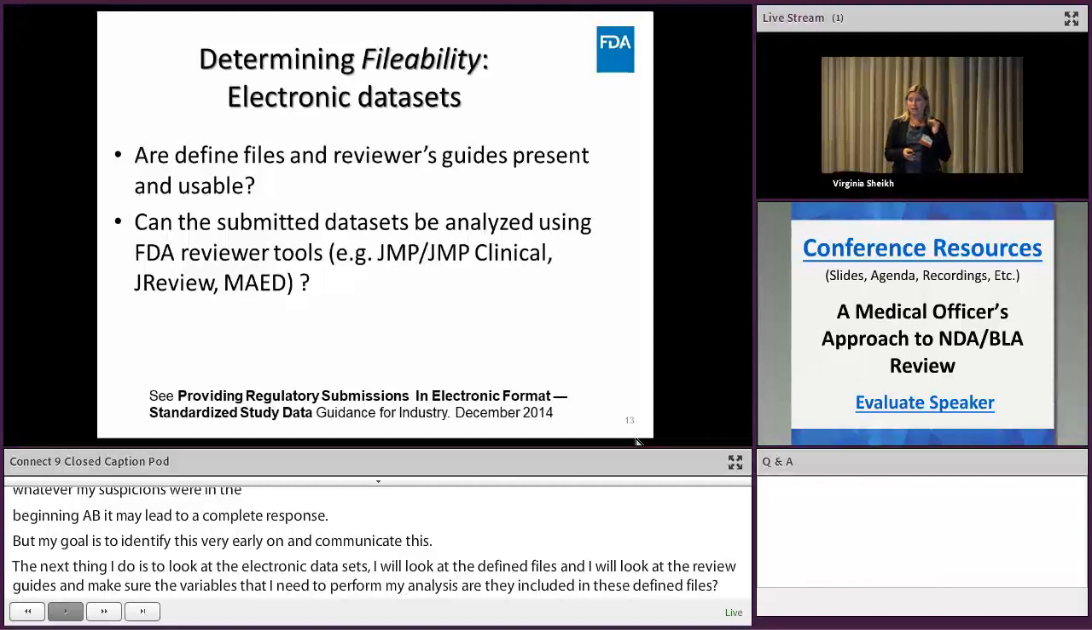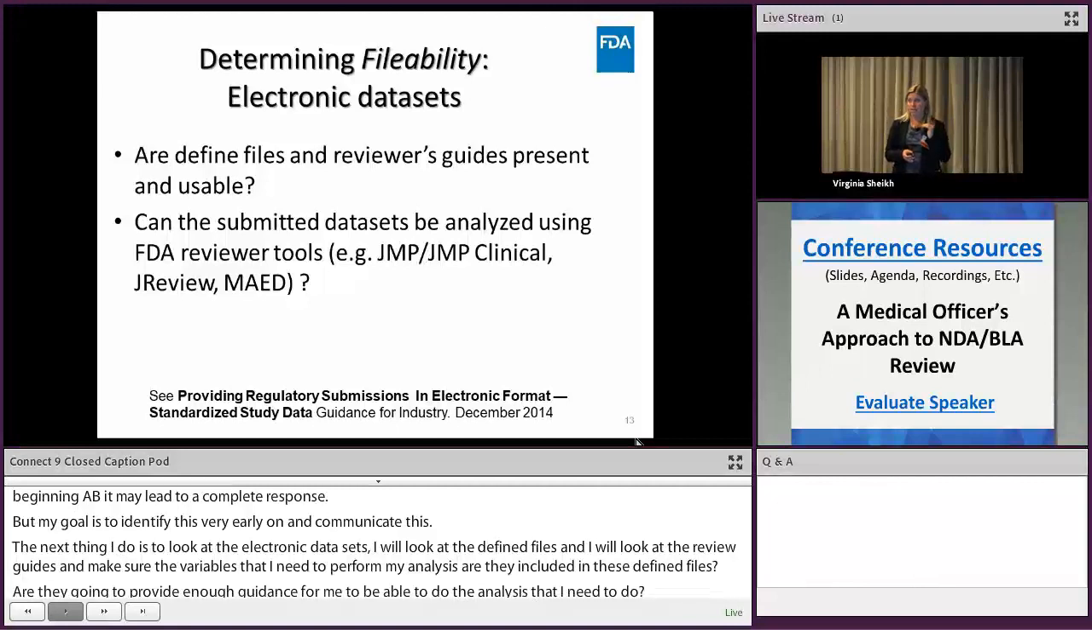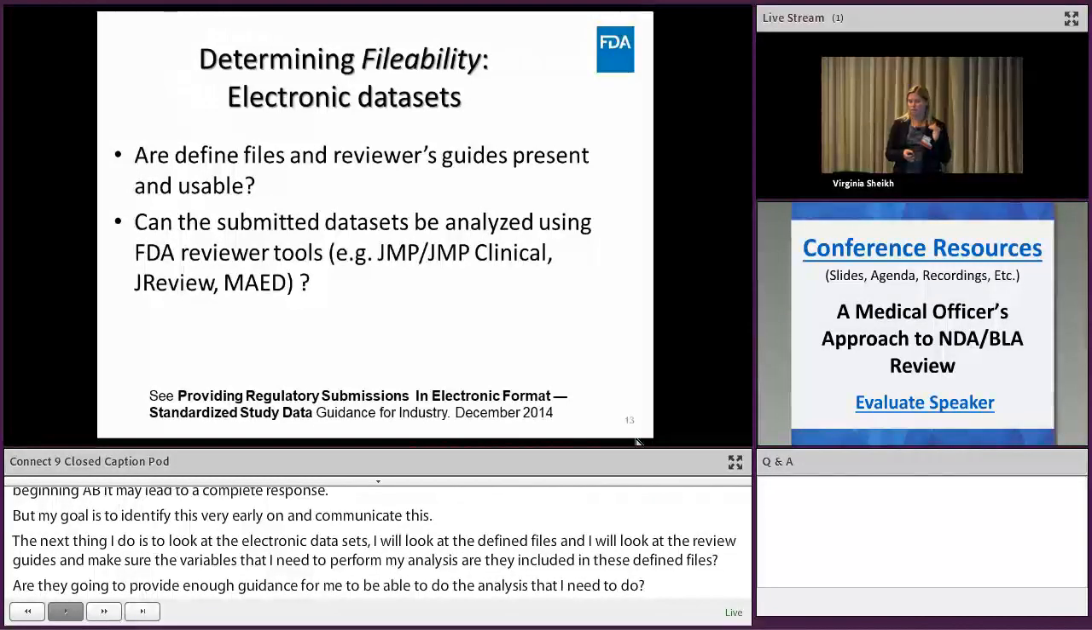And then I'll actually upload the data to some of our FDA review tools. So I tend to use JMP or JMP Clinical. Other people use JReview. There are other review tools that we use. But what I'll do is I'll actually upload the data and I'll recreate some of these tables. For example, not everyone does the exact same thing, but I might look at demographics.